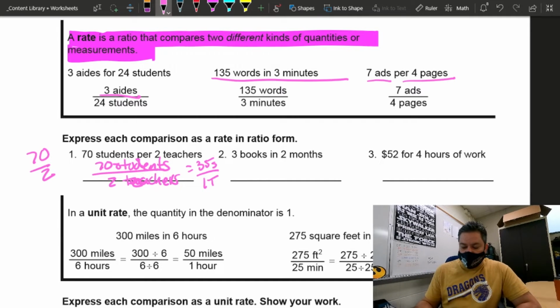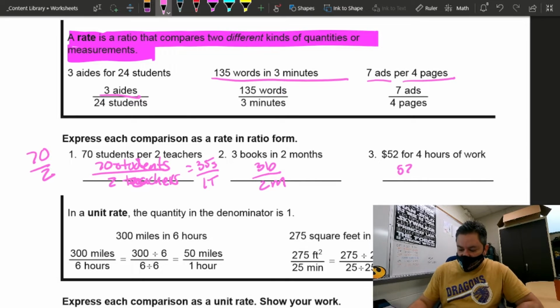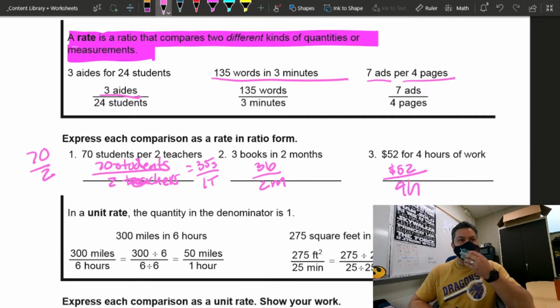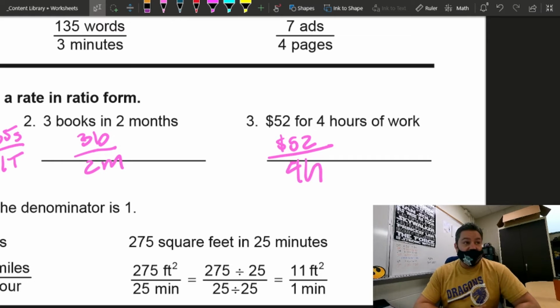And then the next one is 3 books in 2 months. You read 3 books in 2 months. So 3 books in 2 months. The next one is going to be $52 if you work 4 hours. So $52 in 4 hours. So in this one, if you wanted to find how much you make per hour, all you have to do is divide 52 divided by 4.